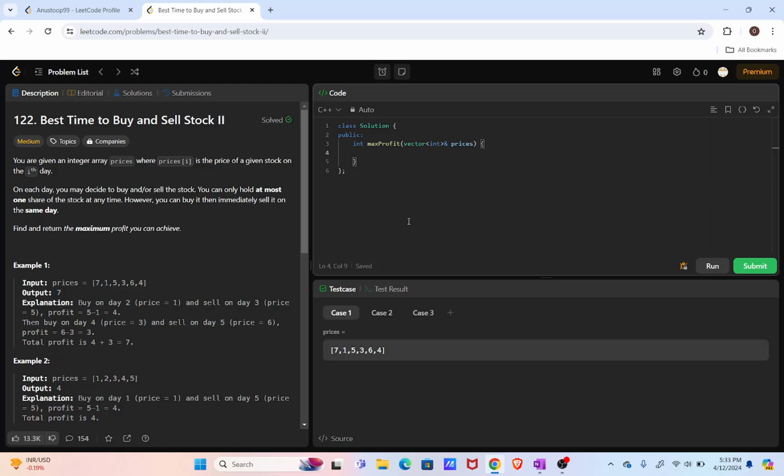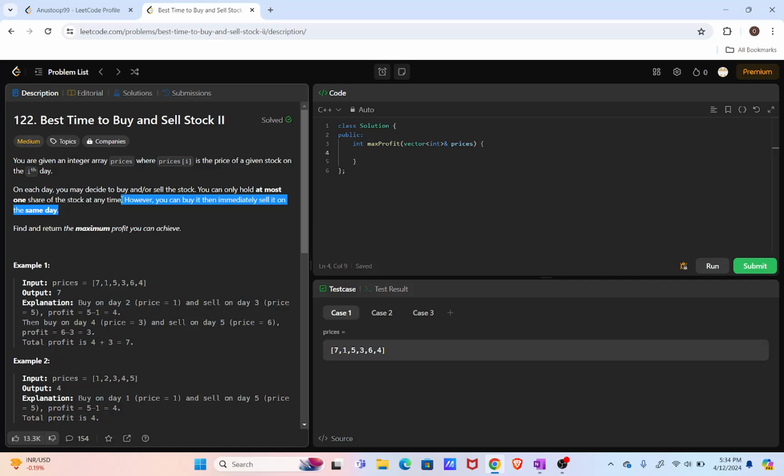So we are given an integer array prices where prices[i] is the price of a given stock on the ith day, pretty much what it was in the first version as well. On each day, we may decide to buy or sell the stock, and we can hold at most one share of the stock at any time. Now, this point is important. What this basically means is that we cannot buy twice. So once we have a buy kind of transaction, we must sell it before we do another buy kind of transaction. That's it. However, you can buy it and then immediately sell it on the same day. So on the same day, we can buy and sell. That is allowed. So why this point is important, we will understand as we start digging deeper into the solution.